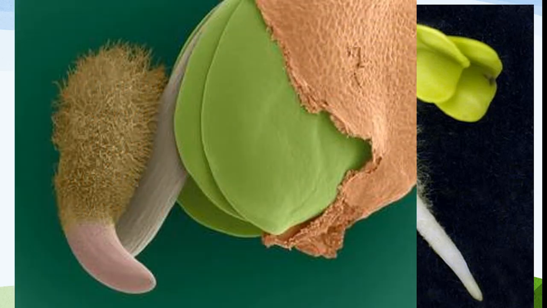Here's a very close-up picture of it. So you see, this is the seed coat and the seed here, and the roots coming out. Look at it, it's already very hairy at the very beginning of that little plant coming to life.